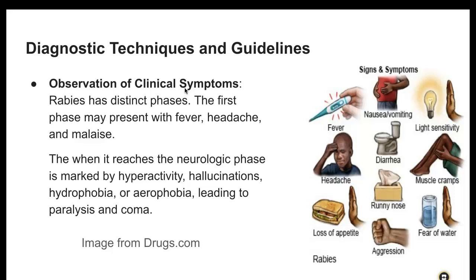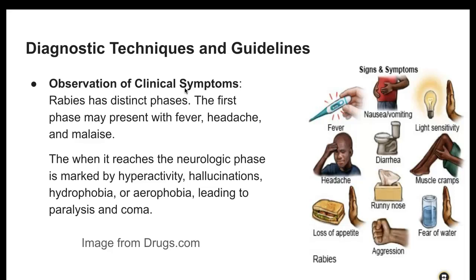The diagnostic techniques and guidelines. So there's observation of the clinical symptoms. There are distinct phases, and so people can tell if you usually have rabies. In the first phase, you get fever, headache, and malaise, but then it has really distinct symptoms such as hyperactivity, being afraid of water, aerophobia, fear of wind as well, and then hallucinations, very specific symptoms to rabies, which lead to paralysis and then a coma.